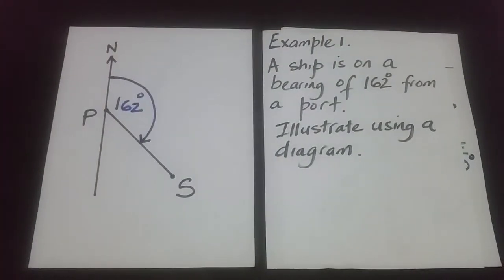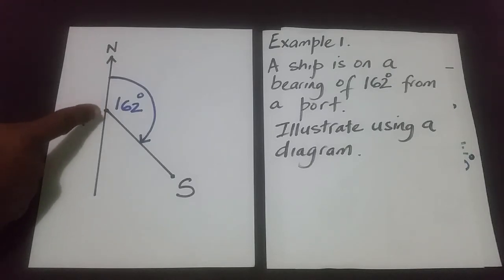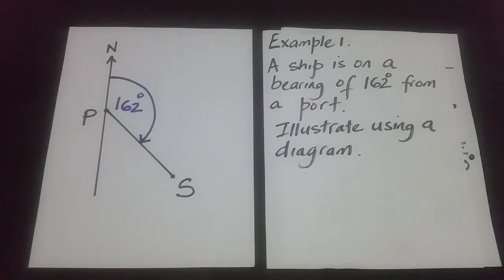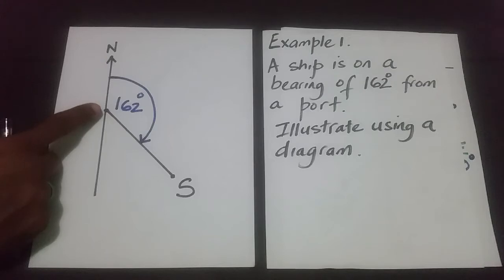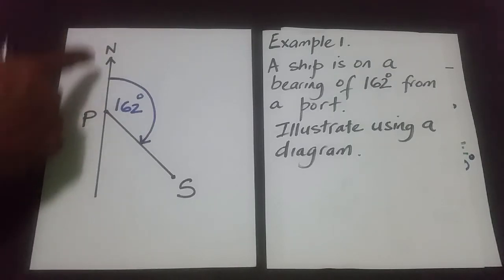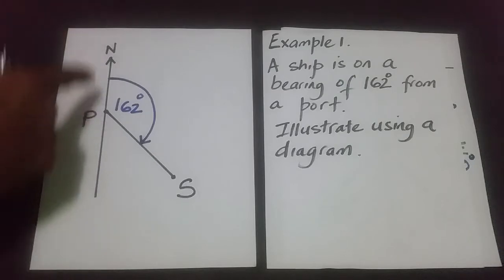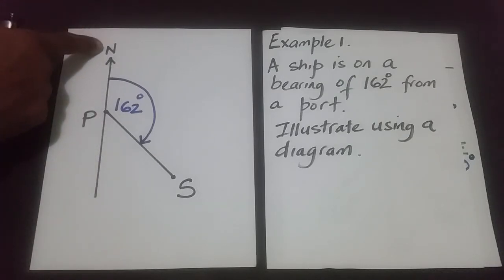Okay, so a ship is on a bearing of 162 degrees from a port. First thing you do is put a dot that represents a port, because it says from a port. Sometimes the question might not actually use the word from, but based on what you're reading, you must know where the ship is leaving from. So the ship is leaving from a port. So a dot is the first thing we do on the paper that represents a port. Draw a north line, which is a vertical or perpendicular line through the point, which is a port. Indicate N for north. Takes the marks for all of this.